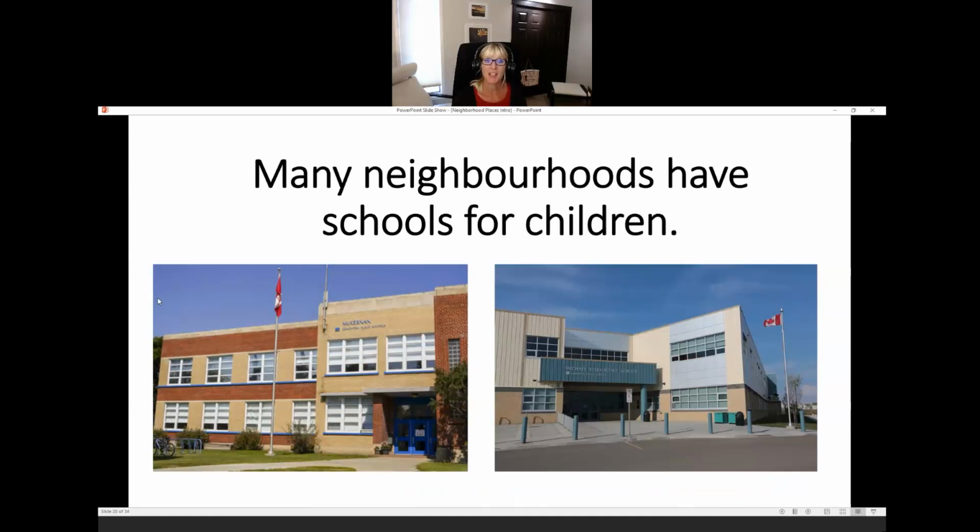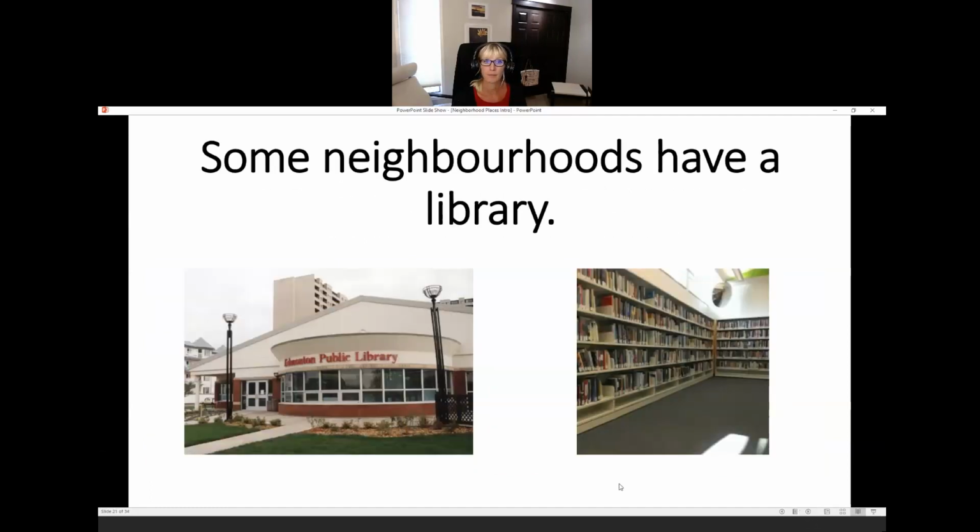Many neighborhoods have schools for children. Some neighborhoods have a library.